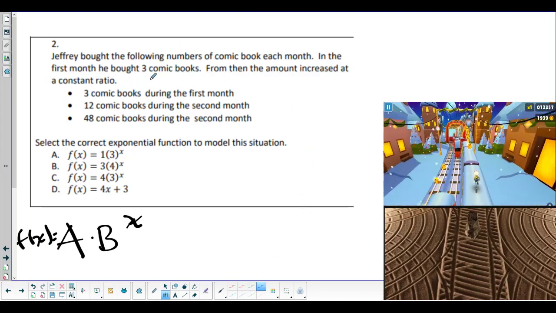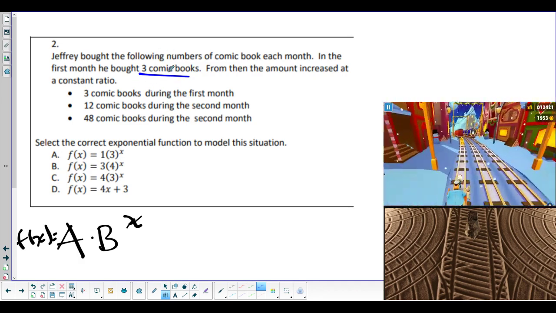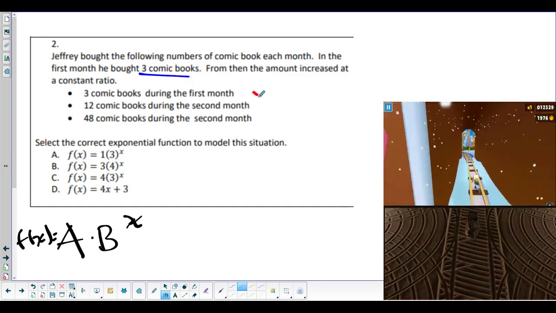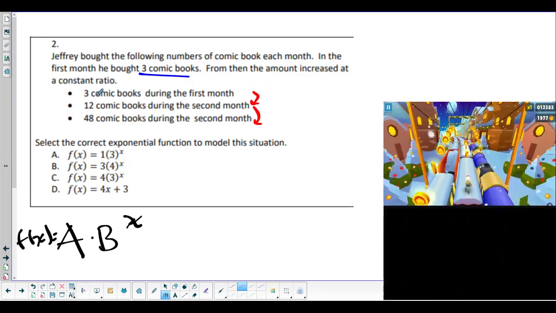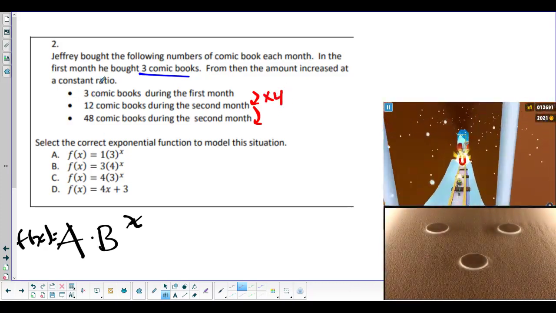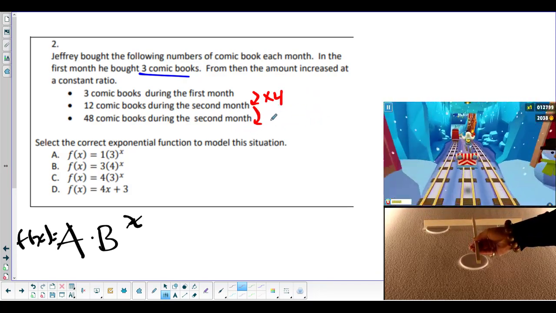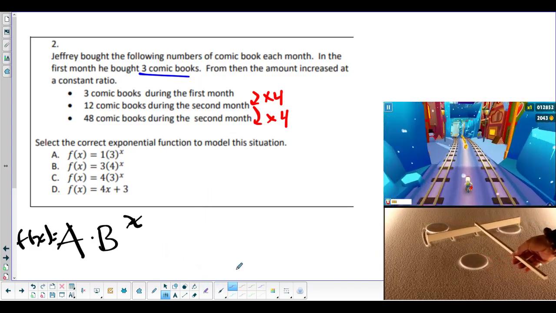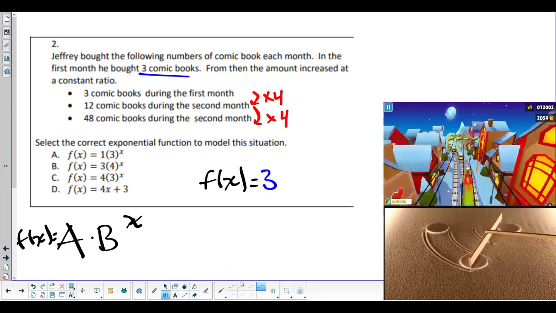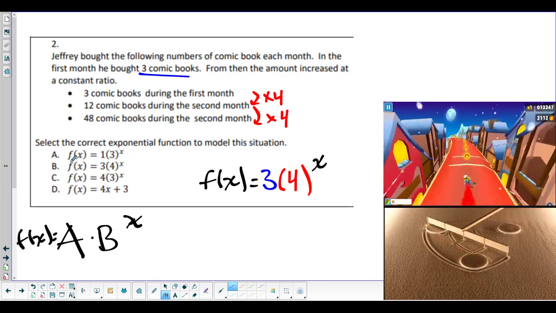In the case of this situation, the first month is 3 comic books. Okay, so that's the first starting value. And then after that, he increases by a constant ratio or rate. We just have to figure out what that is. Well, to get from 3 to 12, that is times 4, right? You could do 12 divided by 3 to make that, but I can just sort of see it in my head. And then same thing, 12 to 48 is also times 4. That means that f of x is equal to my starting value, 3, times 4 to the power x, which looks like answer B.